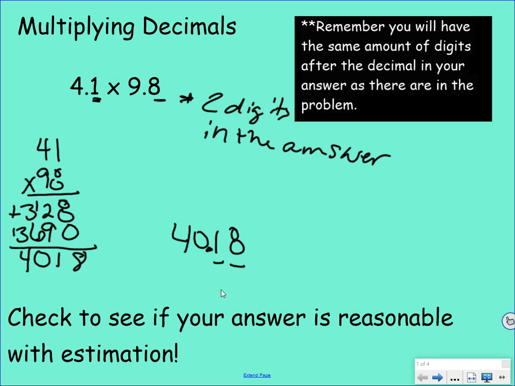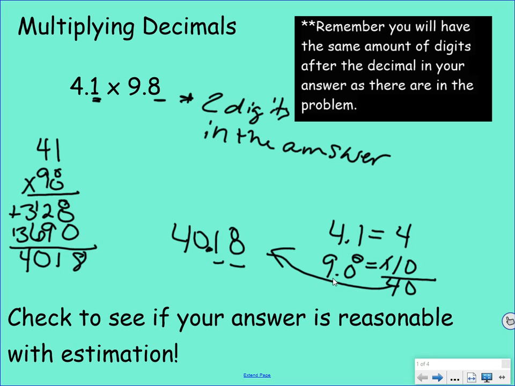Now let's check to see if this answer is a reasonable answer with our estimation. I would take 4 and 1/10 and make it a 4 if I'm rounding, and I would take 4 and 8/10 and turn it into a 10. And what's 4 times 10? 40, which is super close. Therefore, 40 and 18/100 is an extremely reasonable answer, and we probably got it right. So the key to remember is you'll have the same amount of digits after the decimal in your answer that are in the problem.